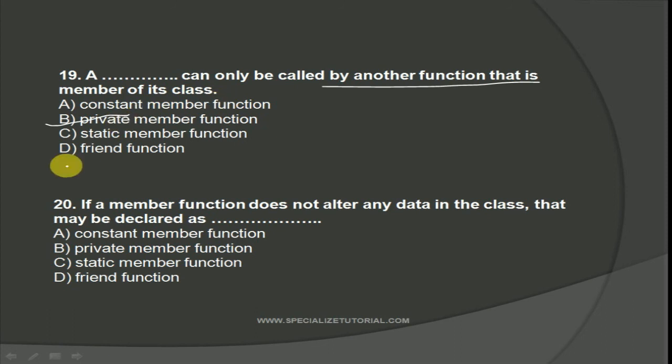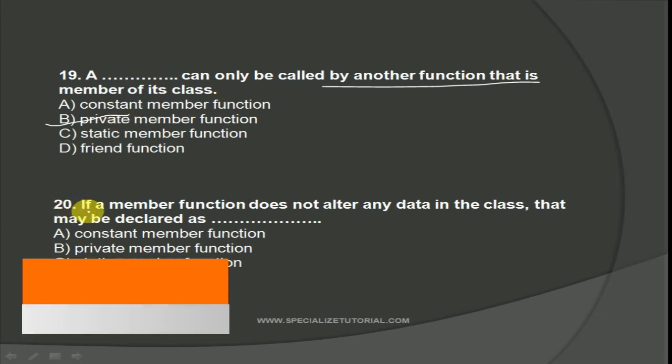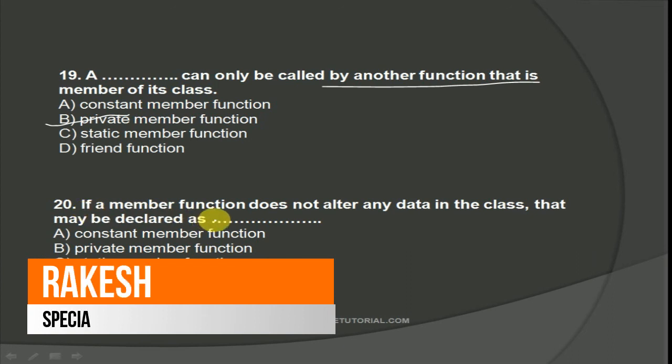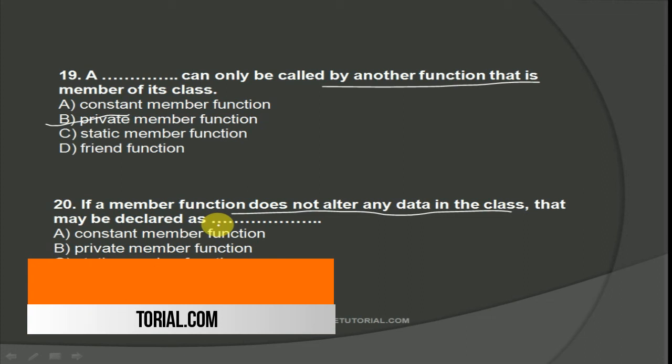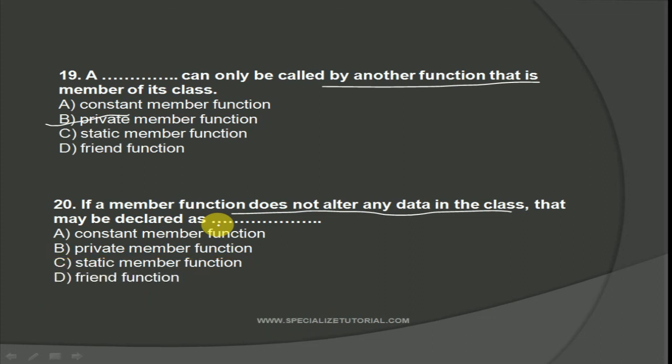Now the last question of these MCQs. If a member function doesn't alter any data in the class, it may be declared as what? Constant member functions, private member functions, static member functions, or friend functions? Yes, constant member functions. If a member function doesn't alter any data in a class, it may be declared as a constant member function.